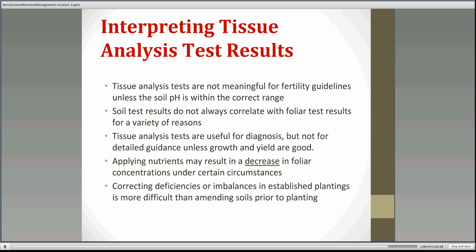You may appear to have adequate nutrition in leaves but not in soil. Tissue analysis tests are useful for diagnosis, but not for detailed guidance unless you consider all of the factors involved, including growth and yield. And applying nutrients may result in a decrease in foliar concentration under certain circumstances. Correcting deficiencies or imbalances in established plantings is more difficult than amending soils prior to planting. So really that pre-plant soil test and soil amendment prior to planting is critical and often provides enough nutrients, especially P and K and the micros, for the life of the planting.